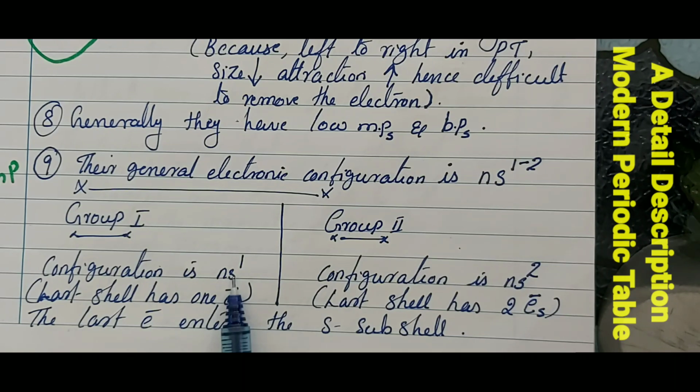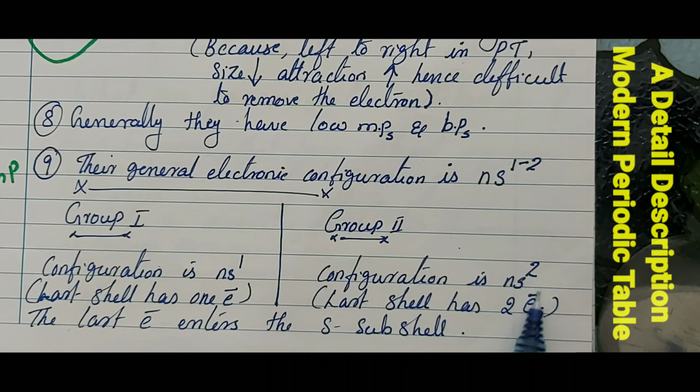Only one electron is there in the last shell. That will go to the s subshell. Here there are 2 electrons that will be accommodated in the s orbital. That's why group 1 and group 2 together are known as s block elements.